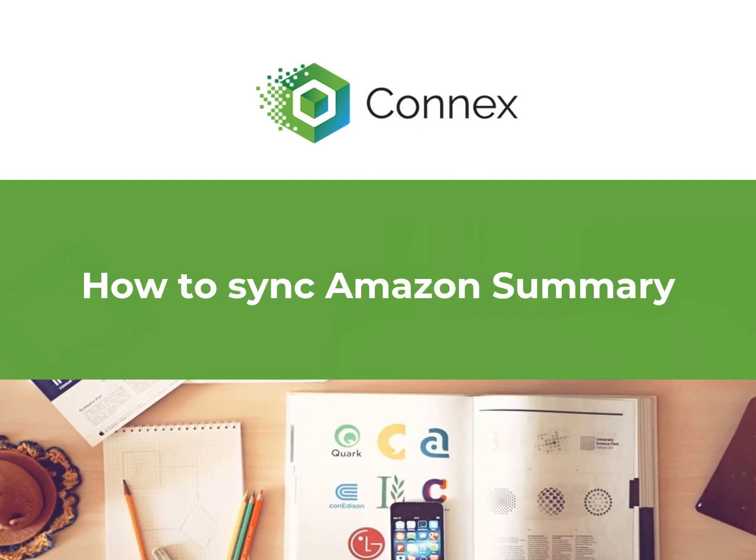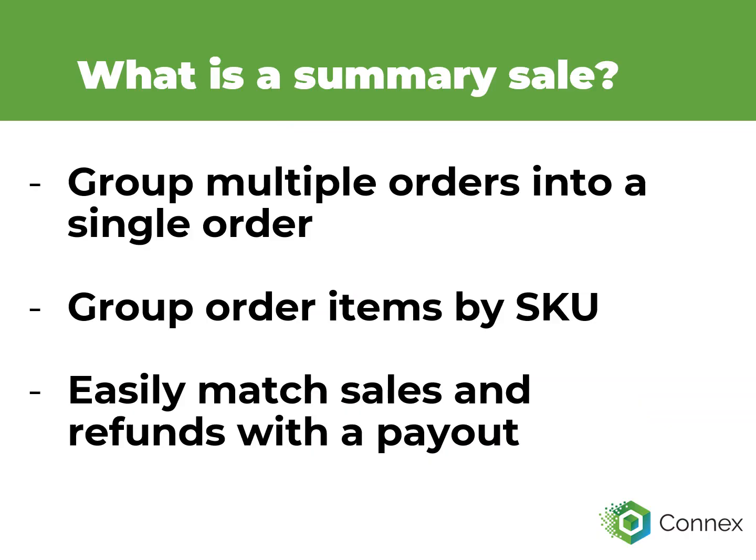Next, let's discuss how to sync the Amazon summary. The Amazon summary is based off the Settlement report, and the summary will take all of the sales and bundle them into one big order. So if you have 2 weeks worth of 400 sales, you now have just one sale in QuickBooks. And the software will group the order items by the SKU. So instead of having 13 orders for item ABC, you'll have one order with a quantity of 13 for item ABC. The summary sale, based on the Amazon payout, makes it very simple to match your Amazon payouts to your QuickBooks data.